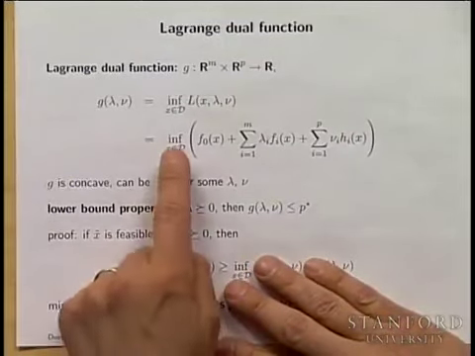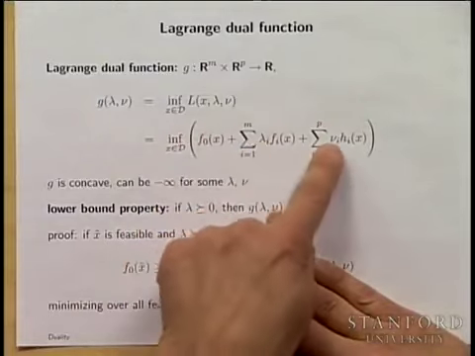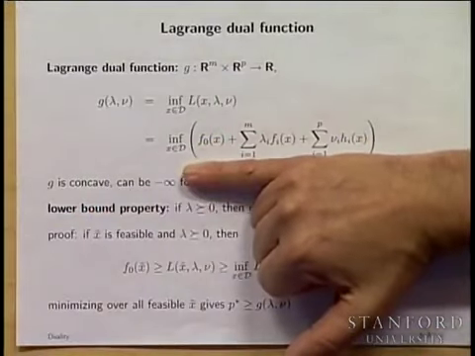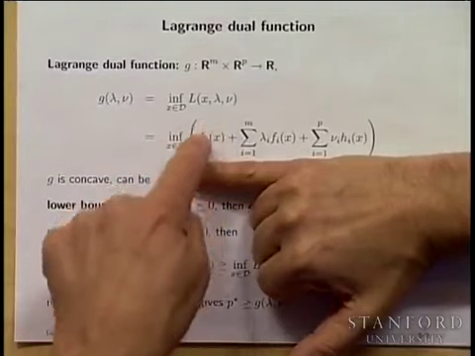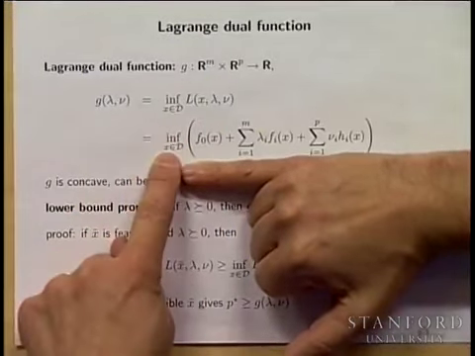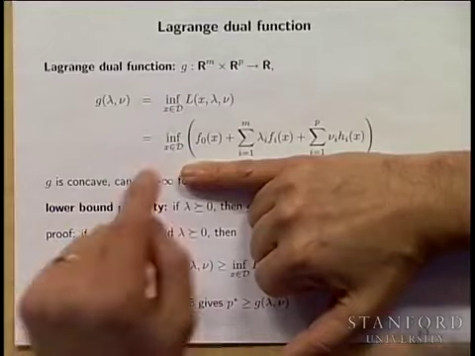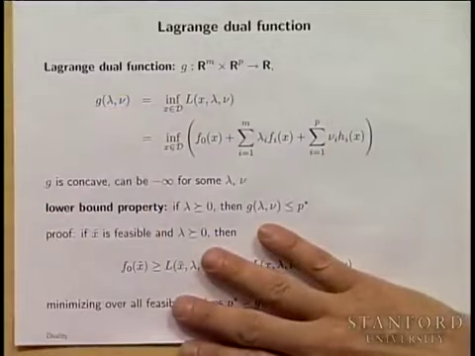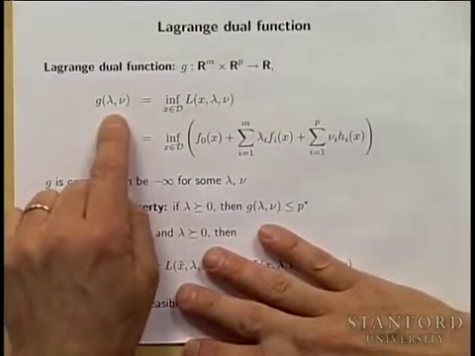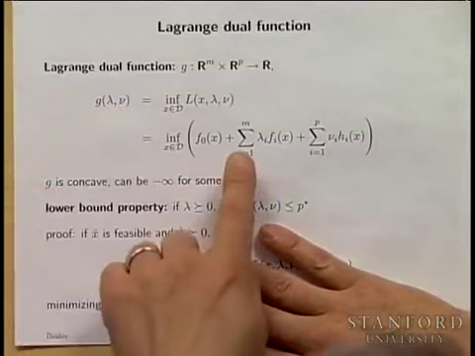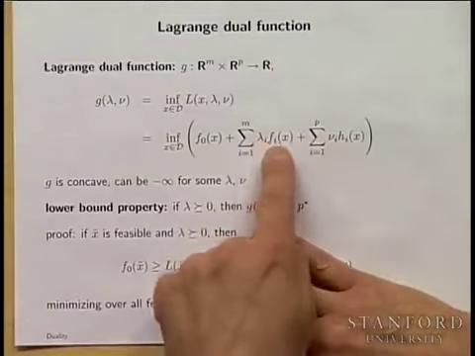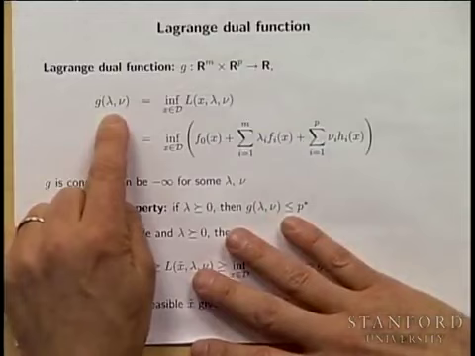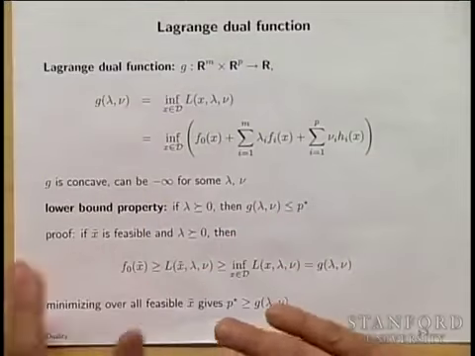Now here's an interesting fact. If you look at this function as a function of lambda and nu, what kind of function is it for each x? It's affine. Yeah, it's linear plus a constant. And the infimum of a family of affine functions is, of course, concave. So this function g, which you can think of as the optimal cost as a function of the prices, even if the original problem is not convex, this dual function is absolutely concave.